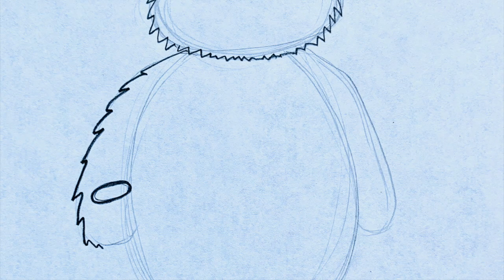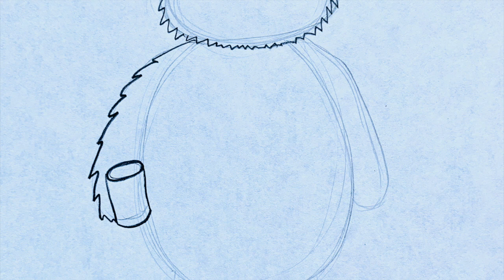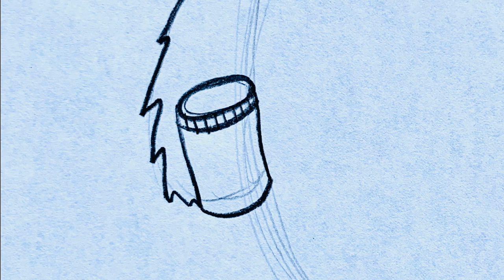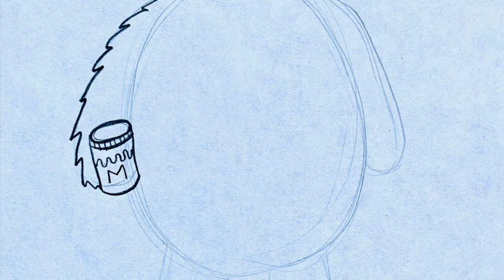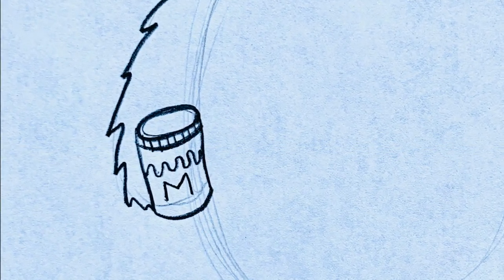Let's start by drawing an oval. Then add 2 lines either side going down and finish with a curvy line to make a cylinder. Add another curvy line just beneath the top oval. Then add some vertical lines to add texture. Let's add a wavy line. Can you guess what it is yet? That's right, it's a jar of marmalade, Paddington's favourite. Add an M for marmalade.